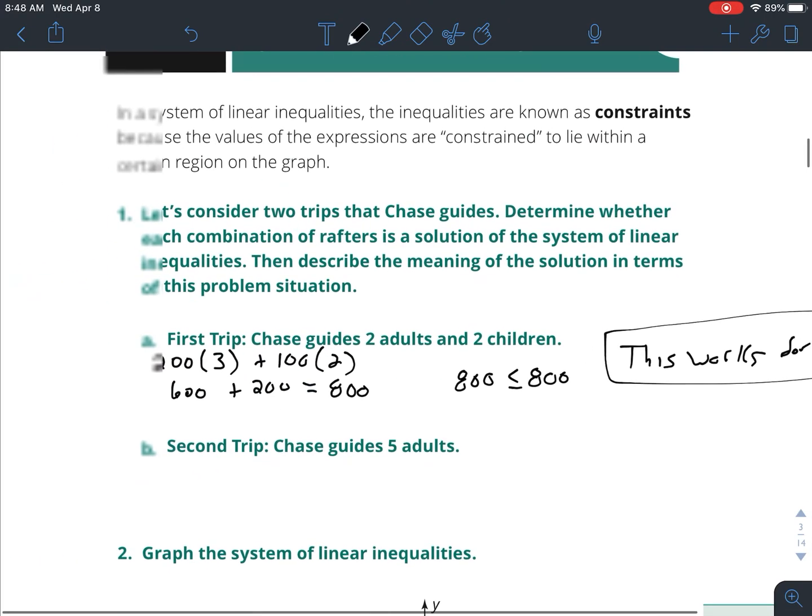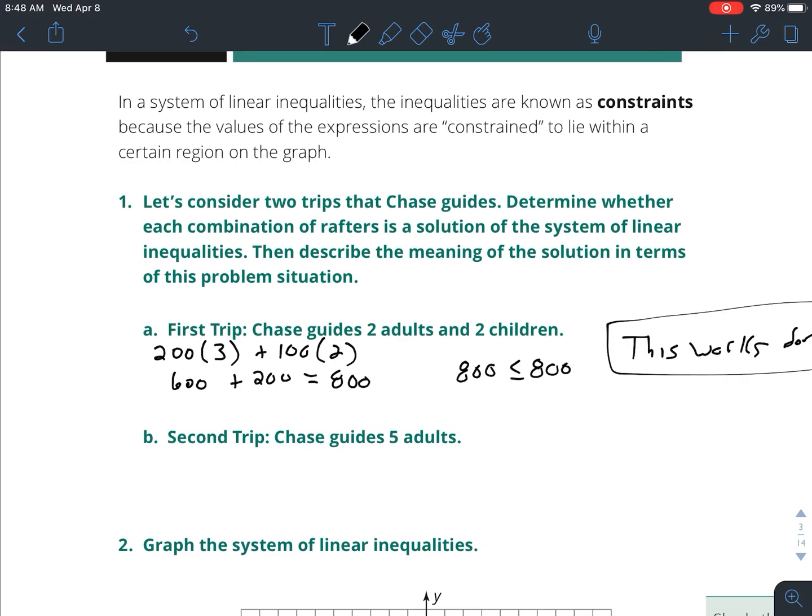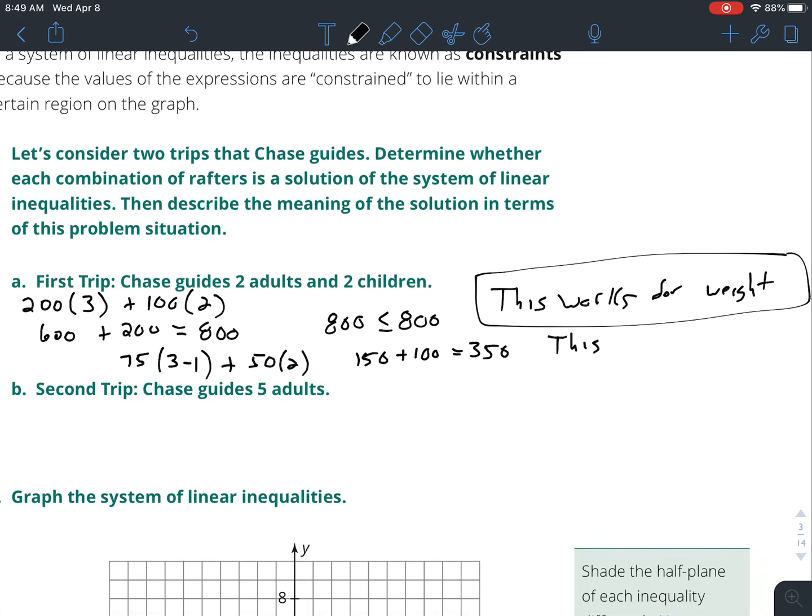Okay. Now let's check our money. Let's see if this works out for our money. So if we look back at our formula for our money, we said it was 75 times A, which is 3 adults, minus 1, plus he charges the kids 50 times 2. Okay, so 3 minus 1 gives us 2. 75 times 2 gives us 150. And then 50 times 2 gives us 100. So this comes out to be $200 he earns. I'm sorry, 250. I'm sorry, I don't know where I was counting. So it comes out to be $350. So this also works for money. I'm just going to write works for, and I'm going to give the dollar sign. So the max weight works and the money works.